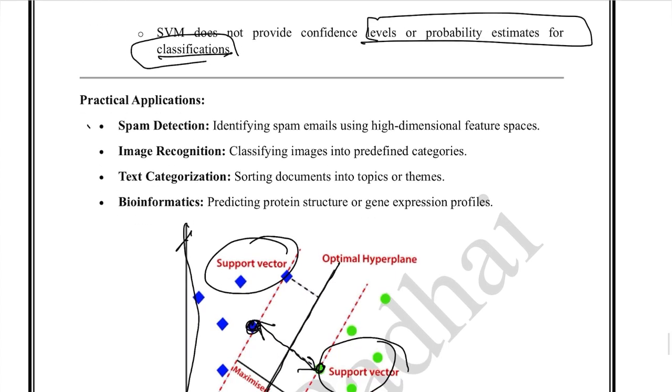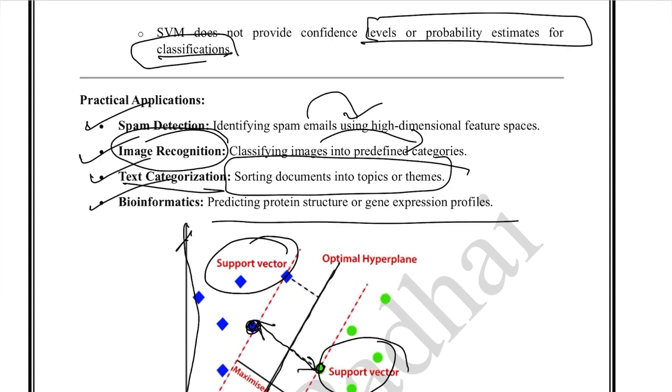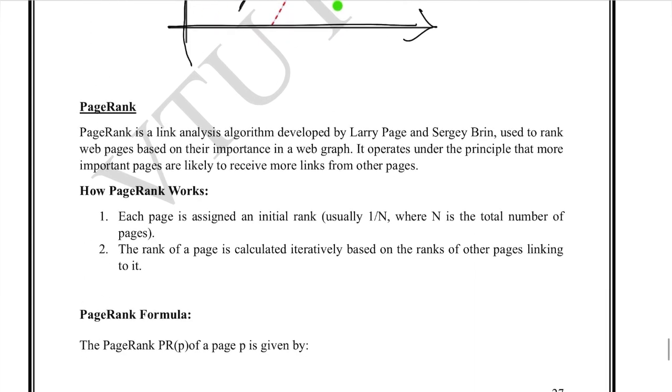It is also used in spam detection for detecting whether a mail is a spam email or a normal email. Next we have image recognition for classifying images. Next is text categorization, sorting documents, and bioinformatics for expressing the gene profile.